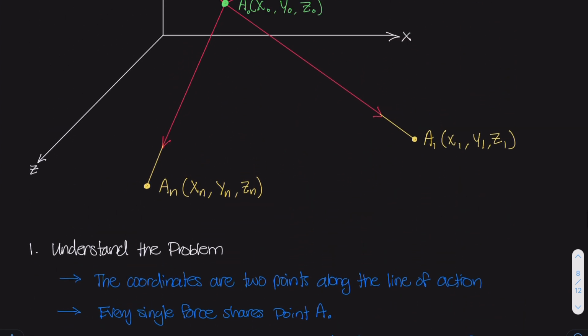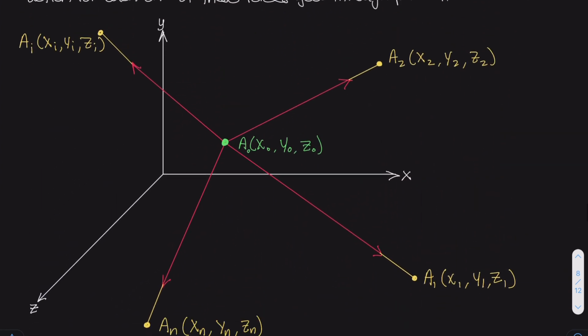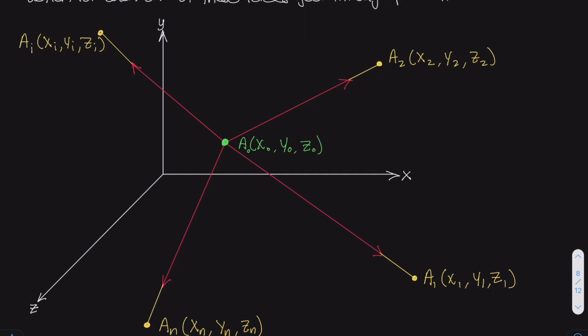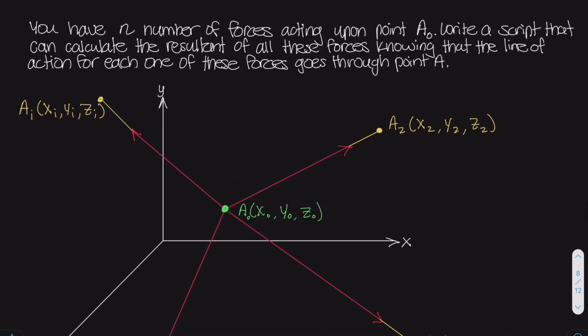Again, we are just looking at n number of forces for this problem, starting from A1 going all the way to AN. And the idea here is to look at each force individually, figure out what its x, y, and z components are, and then add that to the resultant's respective components, rx, ry, and rz. And once we figure that out, then we can find the orientation of that resultant force. So that is the problem statement.